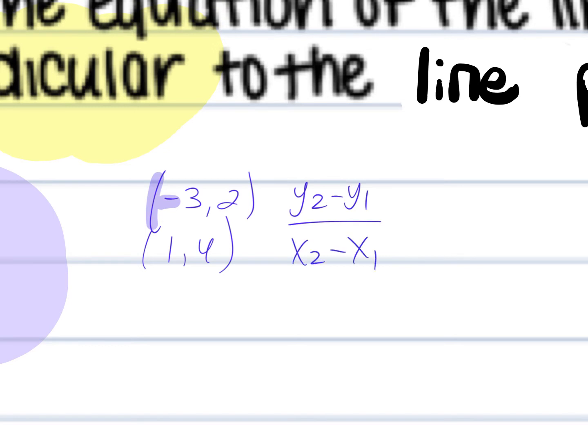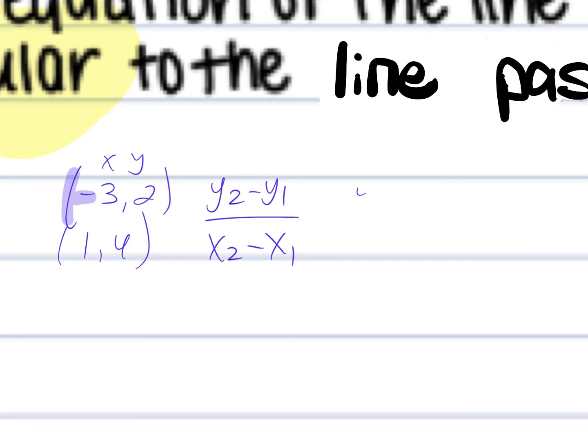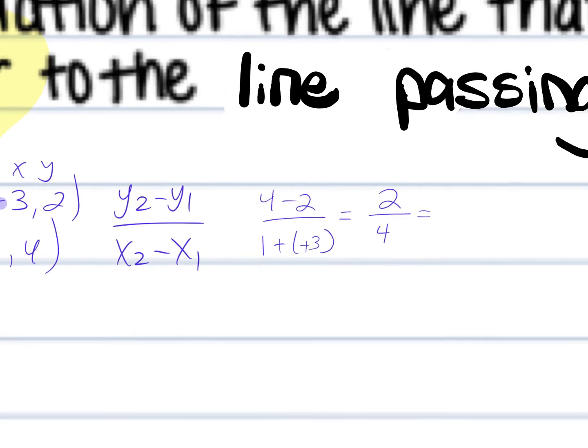Find the slope. These are my x's. These are my y's. So I'm going to say 4 minus 2. If I started with 4 in the y, I need to start with what in the x? So 1 minus a negative 3. 4 minus 2 is 2. 1 minus a negative 3 gives me 4. So I end up with 1/2.